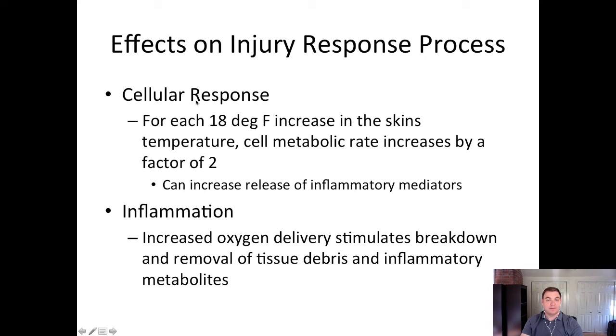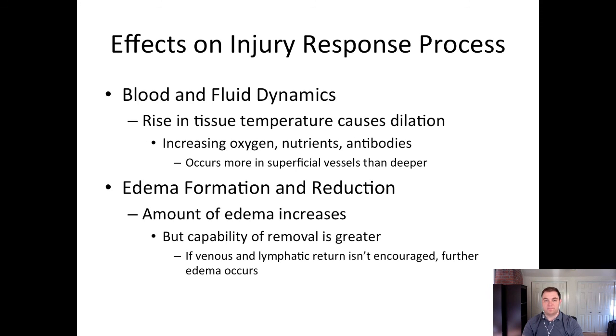Effect on injury response. Cell response. For each 18 degree Fahrenheit increase in the skin's temperature, cell metabolic rate increases by a factor of 2, which can release inflammatory mediators. So that may actually be helpful. And inflammation, increase in the oxygen delivery system, stimulates breakdown and removal of tissue debris and inflammatory mediators. Right? That actually is good too. We want that increase in oxygen and removal of tissue debris and inflammation.